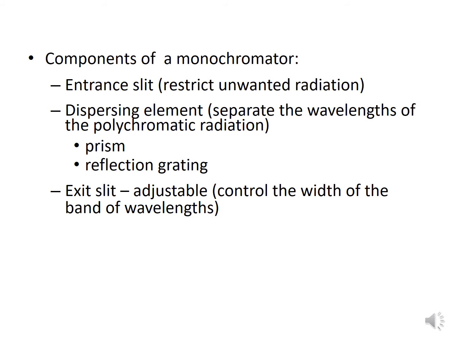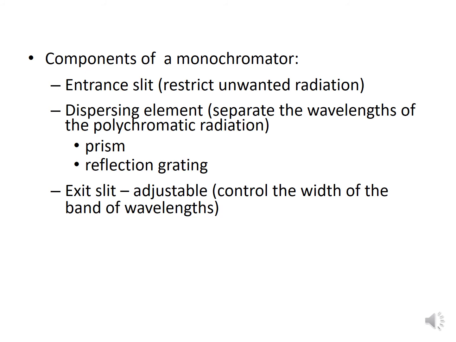So in the component of monochromator, there is an entrance slit, okay, to restrict unwanted radiation. So it's the same like a filter, we can call it a filter. And then the dispersion element separates the wavelengths of the polychromatic radiation. Because as we know, from one source of energy, the source of light, they will produce polychromatic radiation, but what we have now is monochromatic. So in this case they will use the prism or reflection grating.